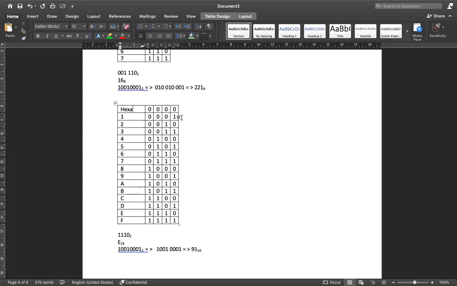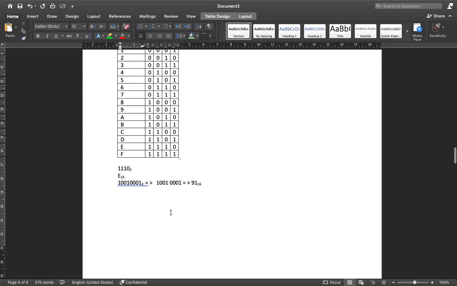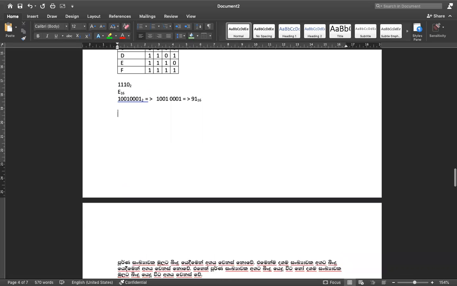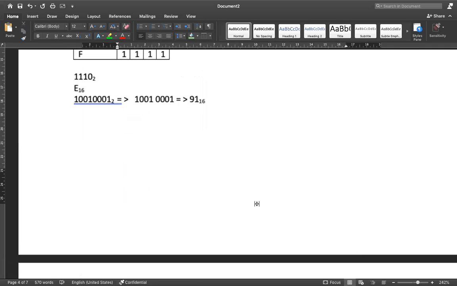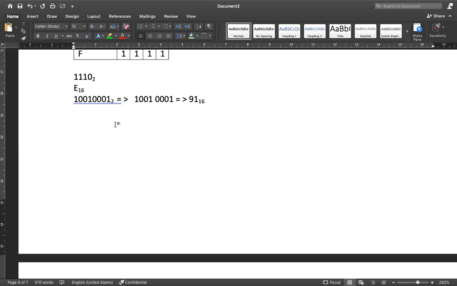Okay, similar to that, you can write the other way also. Other way means, assume that you have a number like this, 703 in octal. So what's the binary number? This is equal to, can anyone tell the binary number?